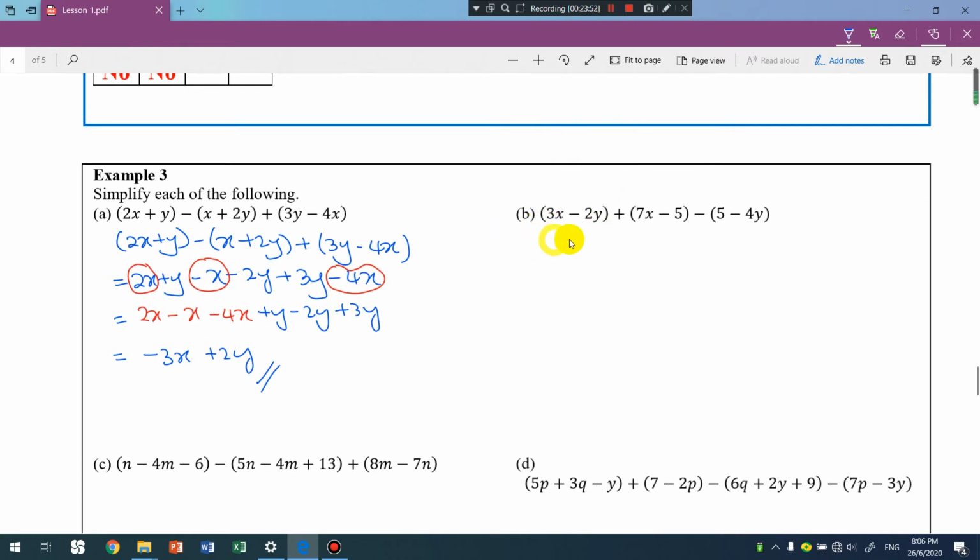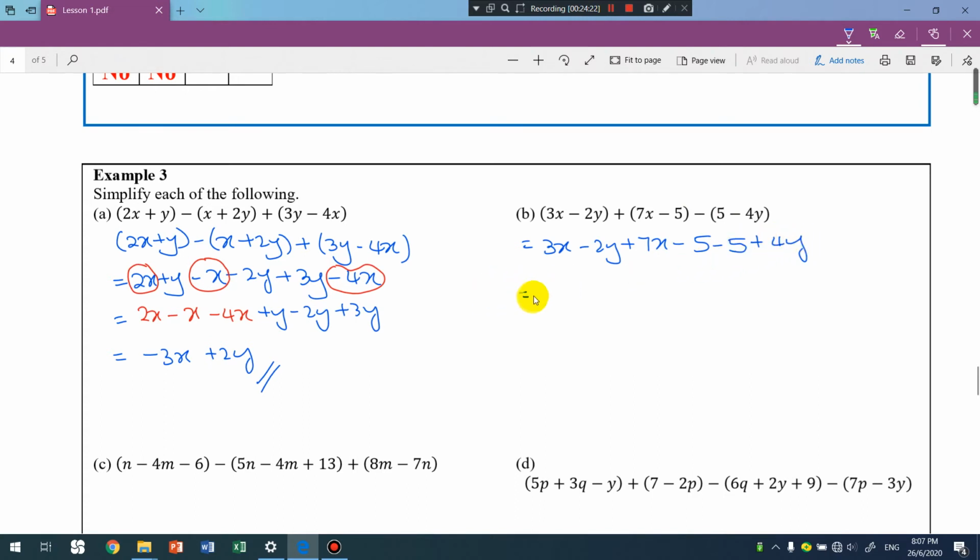Okay, I think I don't have to copy again the question. I just use this one, so it will be faster. Okay, first open up the parentheses. 3x minus 2y. Positive, normally no problem. Positive, positive, you get positive 7x. Positive, negative, you get negative 5. Negative, extra careful. Negative, positive, you get negative. Negative, negative, positive.